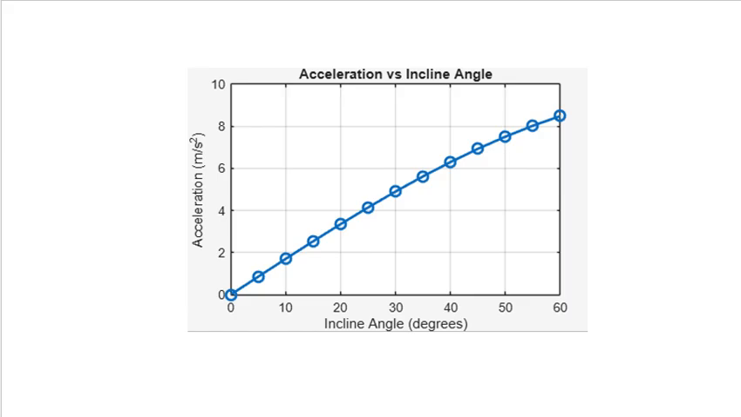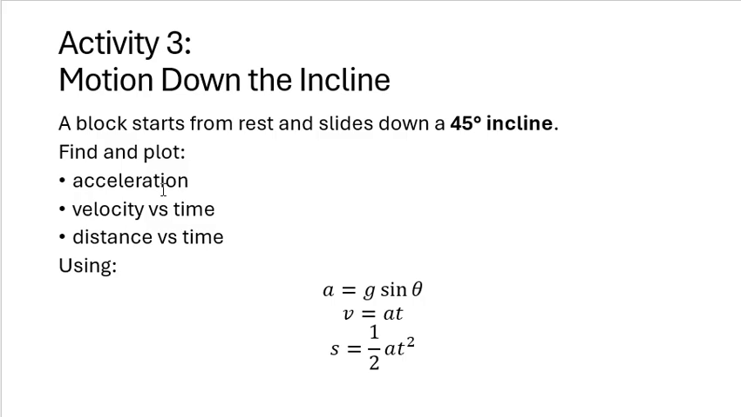Of course, do the same thing for activity 3. Your block is going to start from rest and slide down a 45-degree incline. We're going to find the acceleration, velocity, and the distance. We will use all these equations. I already showed you 1,000 times, so you shouldn't have any kind of issue.